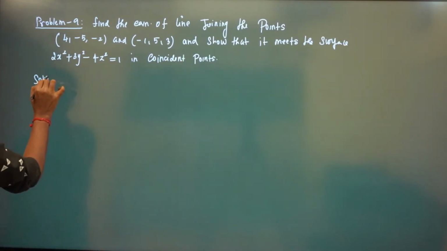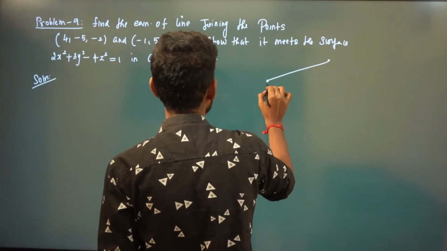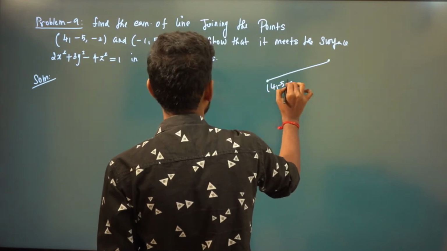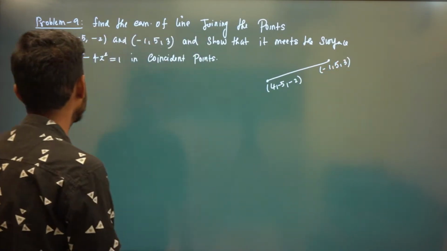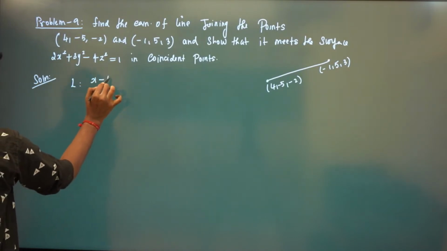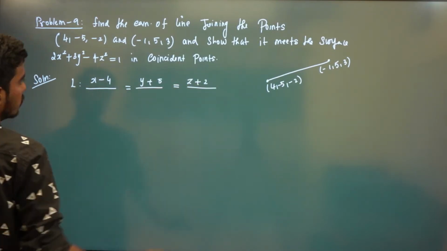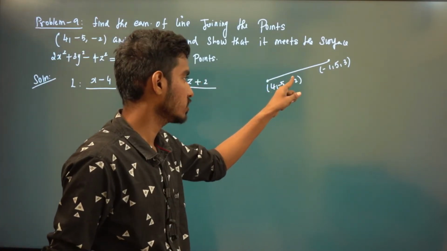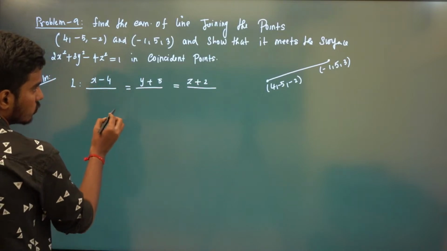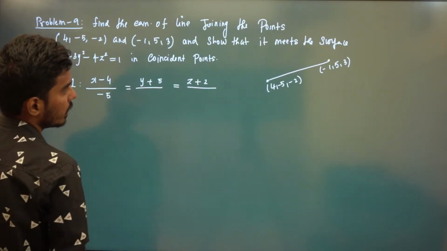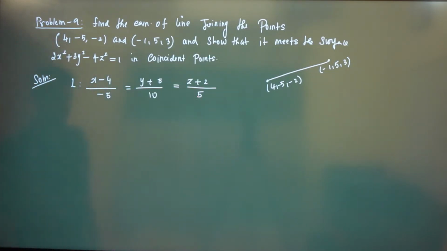See, first, what is the equation of the line passing through, joining these 2 points, 4, minus 5, minus 2 and minus 1, 5 and 3? The equation of the line is given by x minus 4, y plus 5, z plus 2, right? x minus x1, y minus y1, z minus z1 divided by the direction ratio x2 minus x1. So minus 5, 5 minus of minus 5 will be 10, 3 minus of minus 2 will be 5. This is the equation of the line.